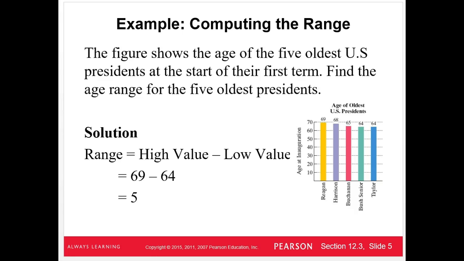Alright, and then if I have the 5 oldest U.S. presidents, so I'm just looking at these 5, 69 and 64 for the start of their first term, we want to find the range, 69 minus 64. Okay, easiest statistic to compute.